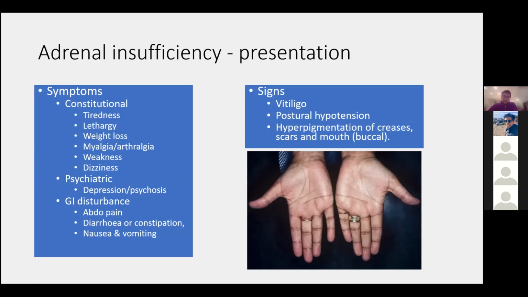They may have a degree of psychiatric presentations of depression or psychosis, and they will have a degree of GI disturbance. So you often find that they present with abdominal pain, diarrhea, constipation, and vomiting. The signs that you often see are postural hypotension. They may have signs of other autoimmune diseases like vitiligo, and they have this hyperpigmentation.